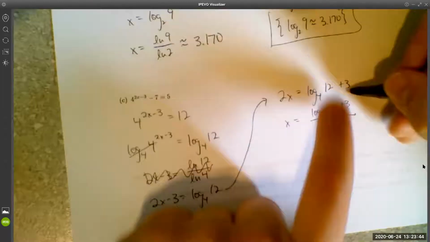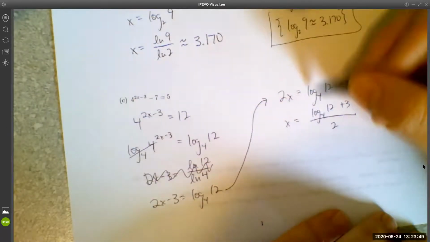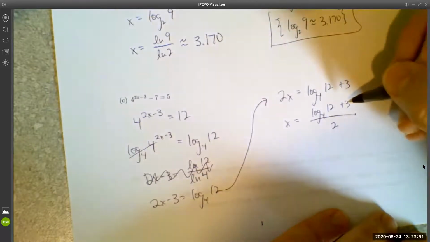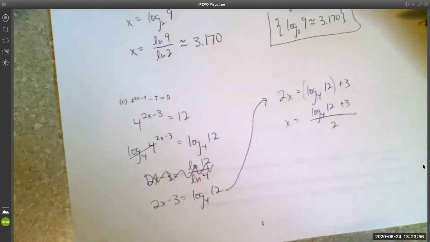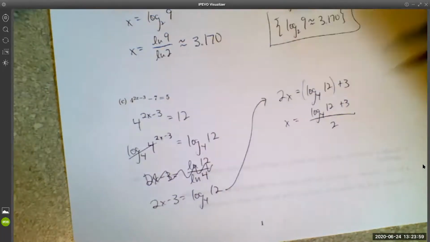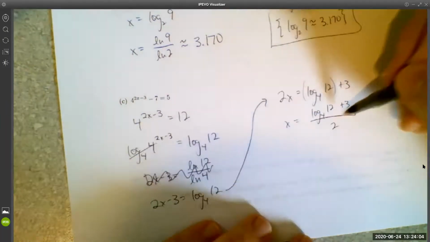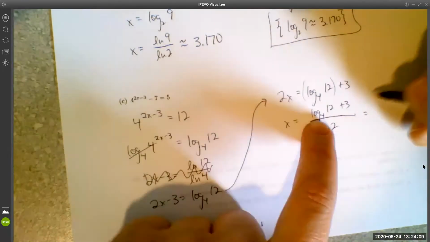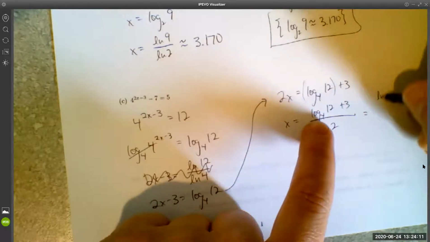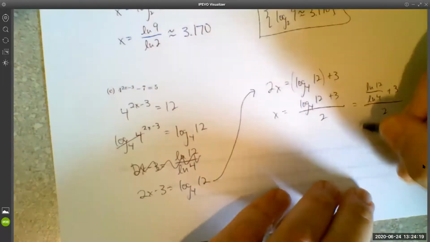And don't you dare call this log base 4 of 15, right? You have to take log base 4 of 12 first before you do the addition. So this is what we're really talking about, right? It's not the same thing as log base 4 of 15, okay? But then we divide by 2. This is our exact answer. Now, if we want a decimal approximation, I'm going to have to do my change of base, ln 12 divided by ln 4 plus 3, divided by 2, right? And then I can punch that into my calculator and see what I get.